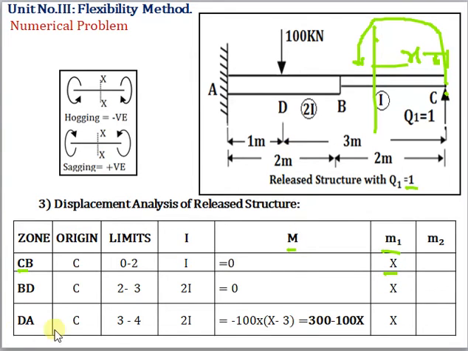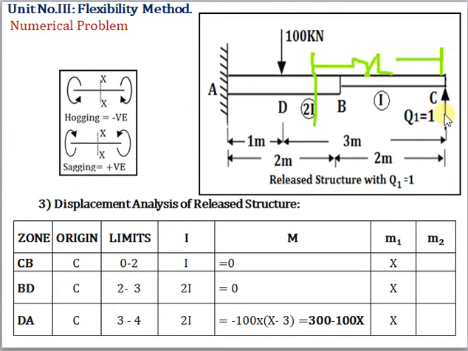Now let's consider the next zone, that is the BD zone. Let's take a section here in the BD zone, and again let this distance be x with respect to the origin. Our force is acting at the origin, so the moment becomes 1 into x. It will rotate about this section in an anti-clockwise sense. So the moment will be 1 into x, which means anti-clockwise, positive x.